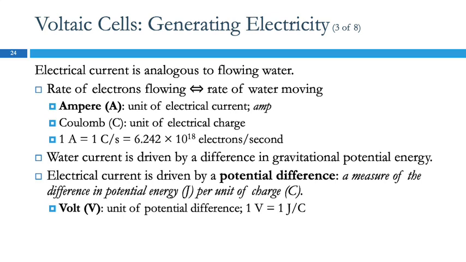It's just not gravity. It's a potential difference, which is the measure of the difference in potential energy, joules, per unit of charge, coulombs. So a volt, capital V, is a unit of potential difference. 1 volt is 1 joule per coulomb. So we do have to become a little bit familiar with some of these units that are really more physics units.